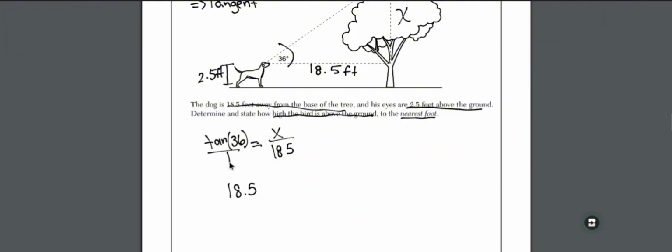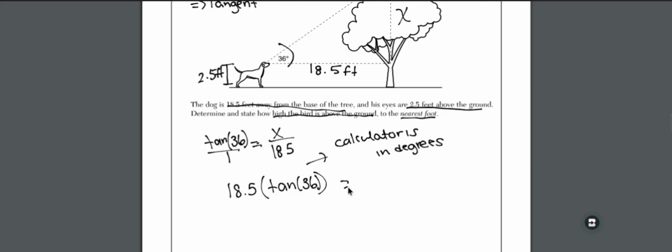And what I'm going to rewrite that as is just simple cross multiplication: 18.5 times tan 36. Please make sure your calculator is in degrees. Very, very, very important. Make sure your calculator is in degrees. And when you put that in your calculator, you're going to get 13.4410367. That's what ends on your calculator.